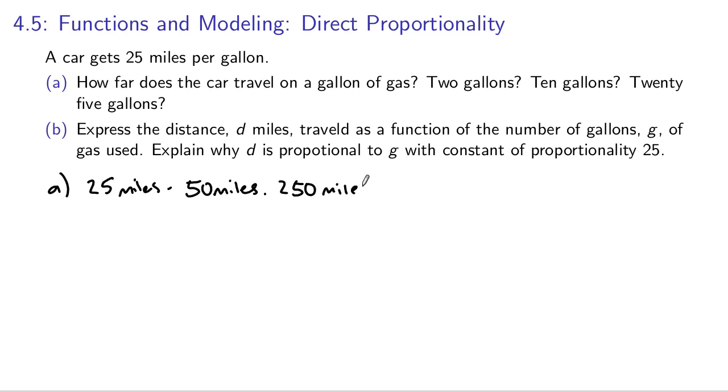What about 25 gallons? Here we might want to start thinking about the math that we're doing. We're doing 25 times whatever number here. So this was 25 times 1. This was 25 times 2, 25 times 10. So the answer will be 25 times 25. 25 gallons, 25 miles. And that is 625 miles.